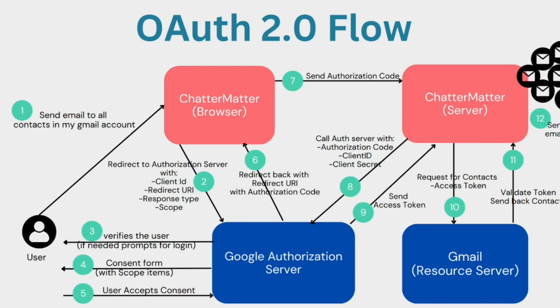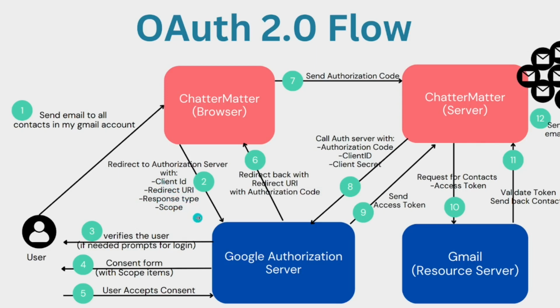As a user, you open the feature in the Chattermatter web app to send email to all your contacts in your Gmail account. The website redirects to the authorization server, which in this case is Google's authorization server. While redirecting, the Chattermatter site sends some details like client ID, redirect URI, response type, and scope. We will take a deeper look at all these terms later.